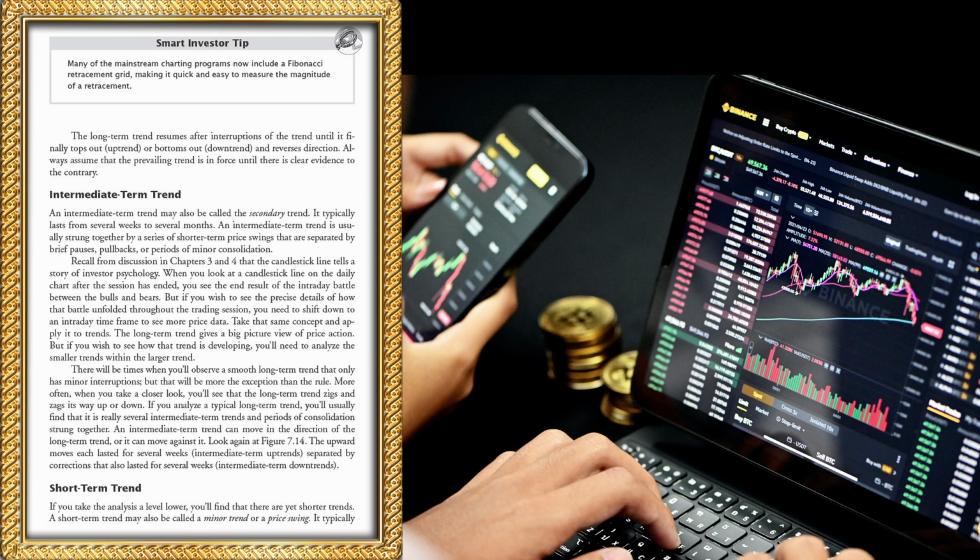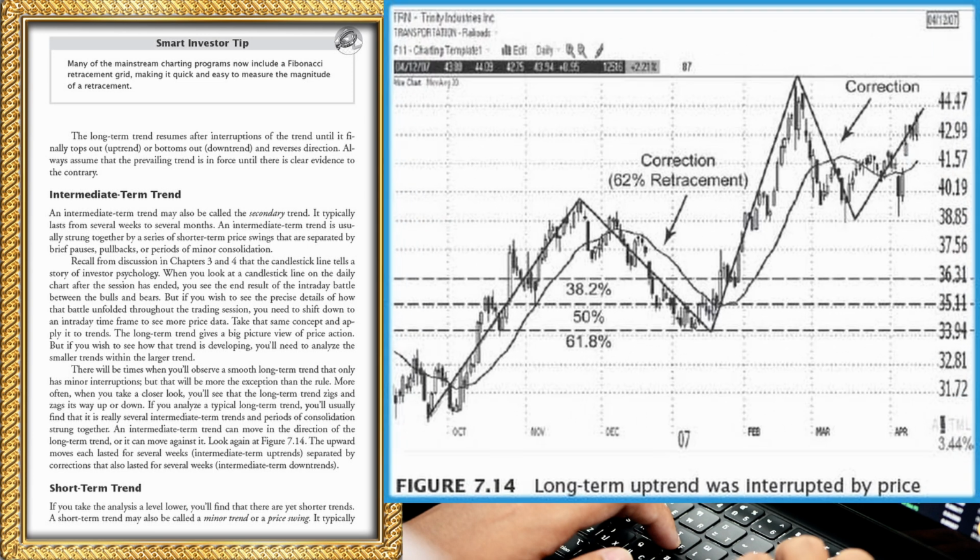More often, when you take a closer look, you'll see that the long-term trend zigs and zags its way up or down. If you analyze a typical long-term trend, you'll usually find that it is really several intermediate-term trends and periods of consolidation strung together. An intermediate-term trend can move in the direction of the long-term trend, or it can move against it. Look again at figure 7.14. The upward moves each lasted for several weeks: intermediate-term uptrends, separated by corrections that also lasted for several weeks.